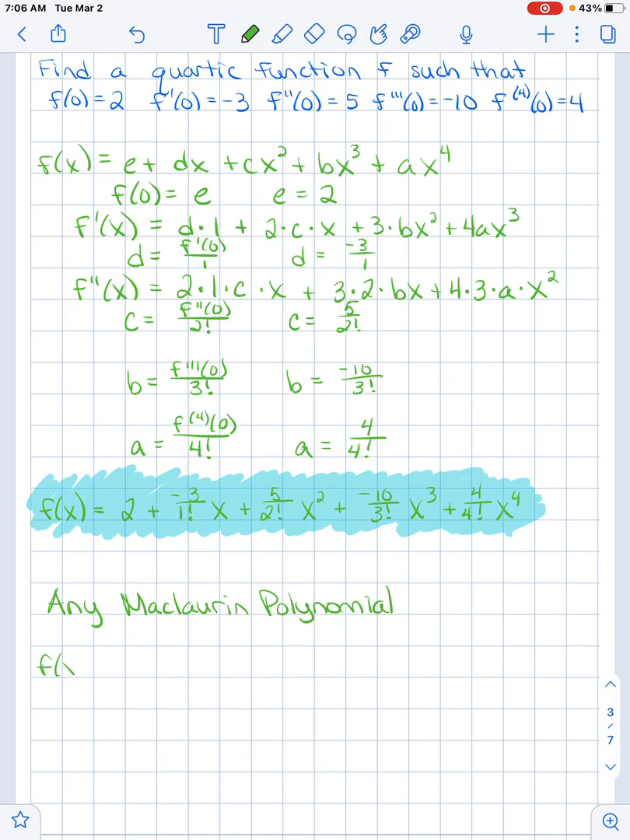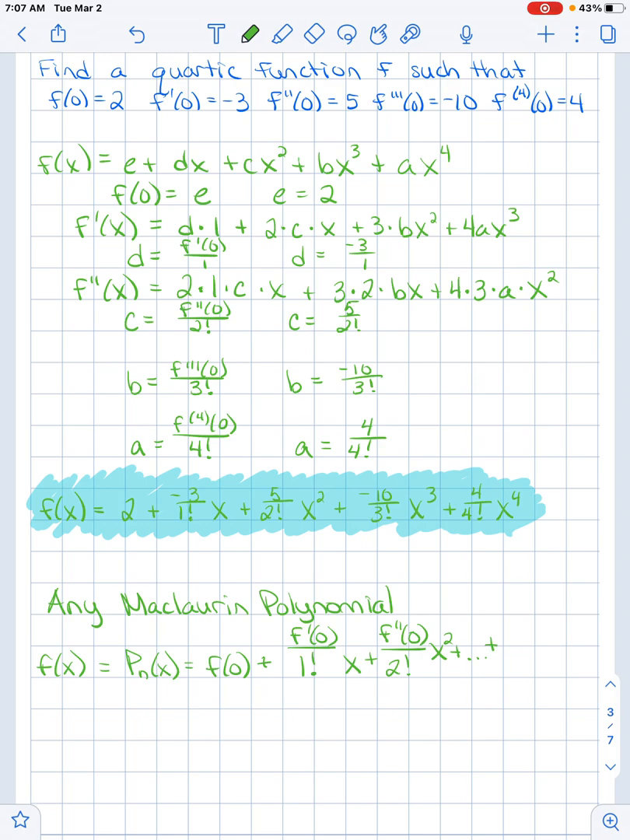So for whatever your function is, we say that there is a polynomial that will match it, or that'll come close to it. And in order to write that polynomial, we know that the first term will always be the function with 0 plugged in. The next term will be the derivative of that function at 0 divided by 1 factorial. And so on.